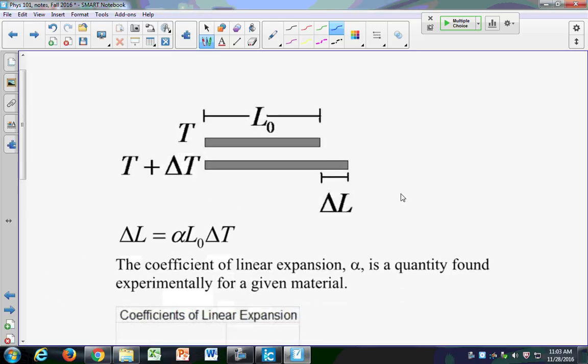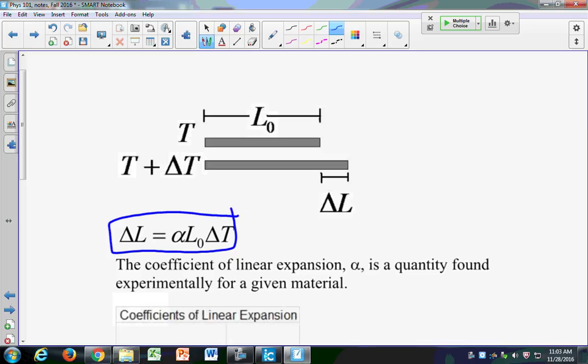Okay, so our linear expansion is given by this expression: delta L is equal to alpha L naught delta T. You have the equation on your equation sheet, so don't bother memorizing it. But you do need to know what these things mean. This delta L is the amount that it increases.